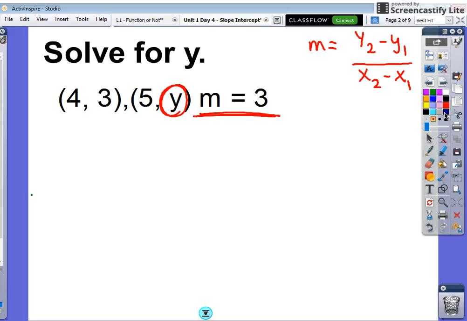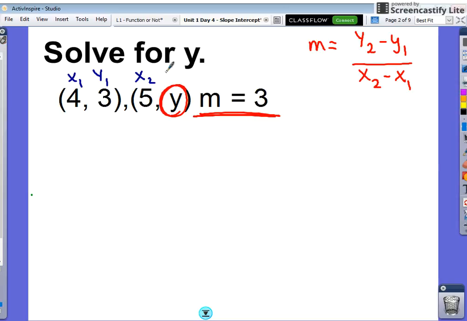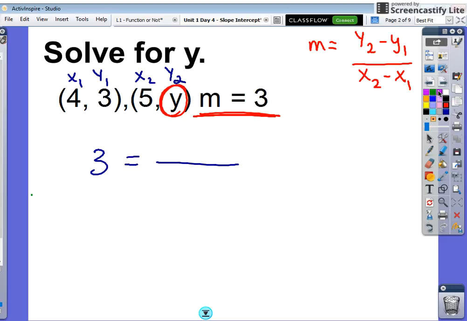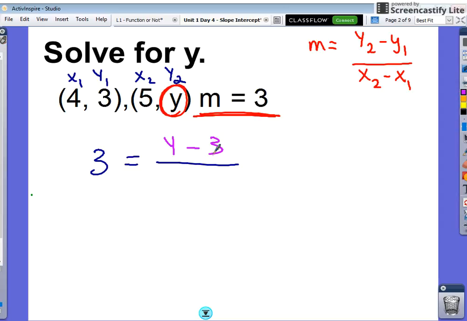So this is x1, this is x2, this is y1, and this y is going to be represented by my y2. So to set this up, we have 3 equals, that's my m equals, and then y2 minus y1, so y minus 3, all over 5 minus 4. Okay, so we're simply going to simplify, which leaves us with 3 equals y minus 3, can't do anything to them, all over 1, which is kind of pointless because when we divide by 1, nothing changes. So this now becomes 3 equals y minus 3.